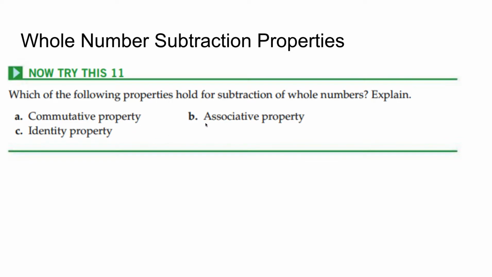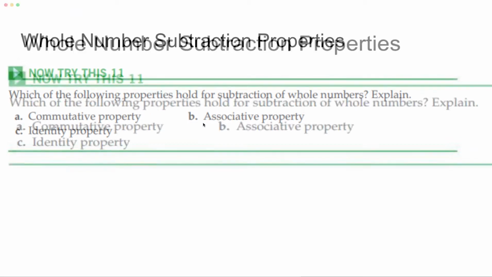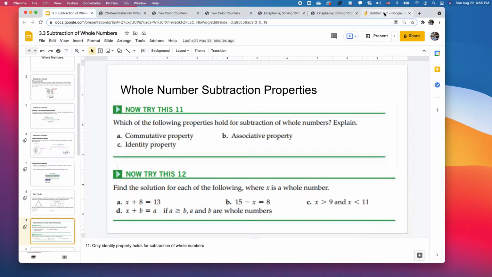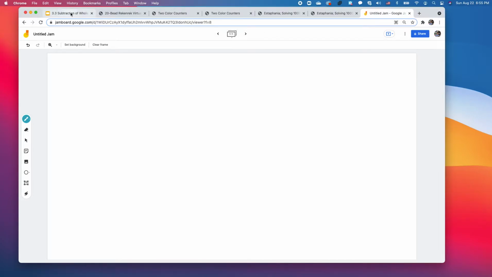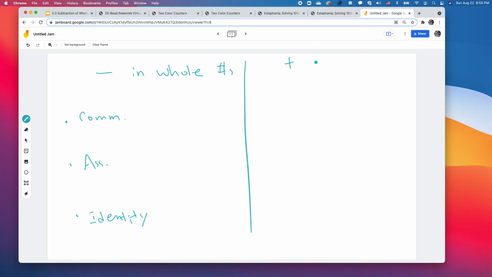Actually, I'm going to use my Jamboard. Okay, so in subtraction, in whole numbers: commutative property, associative property, and identity property. Before we go to subtraction, let's think about addition in whole numbers, okay? What is a commutative property?